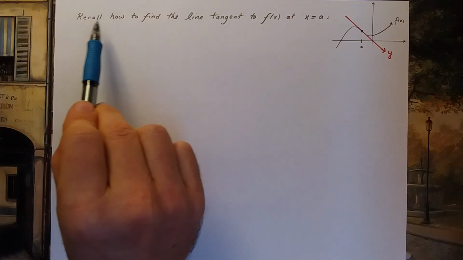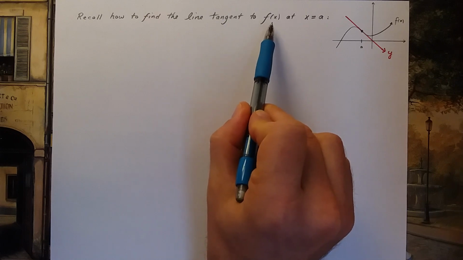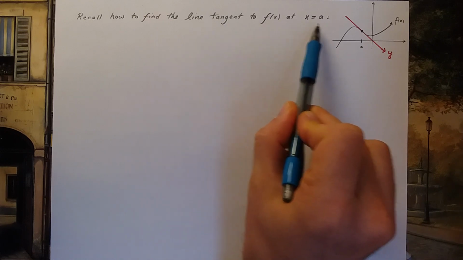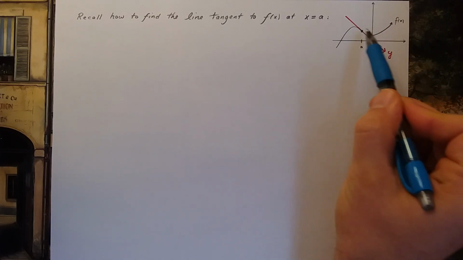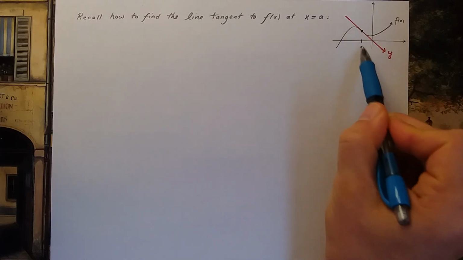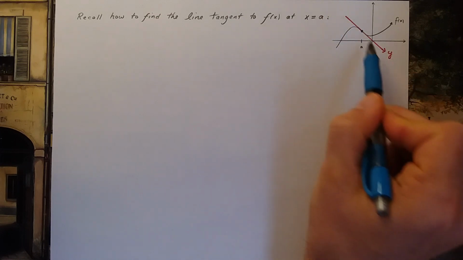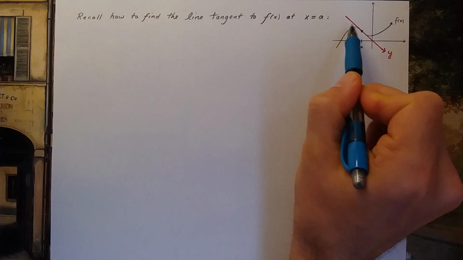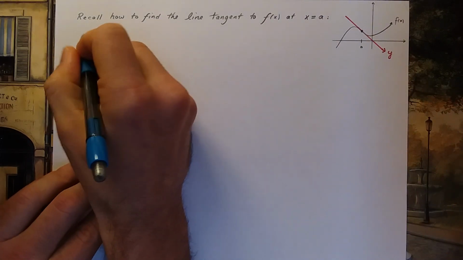So I'd like to remind you of how to find the tangent line to a function f of x at some value x equals a. So here's the picture. I have the graph of some function f of x. I have a point a. I'd like to know the equation of the tangent line drawn in red here, the line tangent to the curve at that value. So here's what we could do.